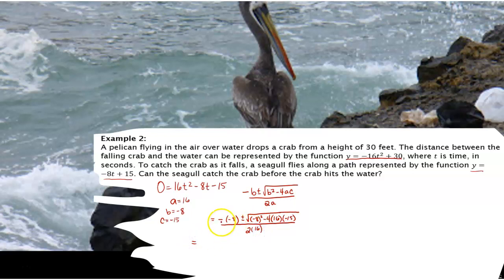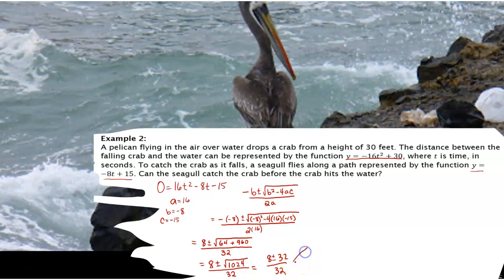So negative 8 becomes a positive 8, plus or minus the square root of 64 plus 960, all divided by 32. So this is 8 plus or minus the square root of 1024, all divided by 32. This is equal to 8 plus or minus 32, since the square root of 1024 is 32, divided by 32.